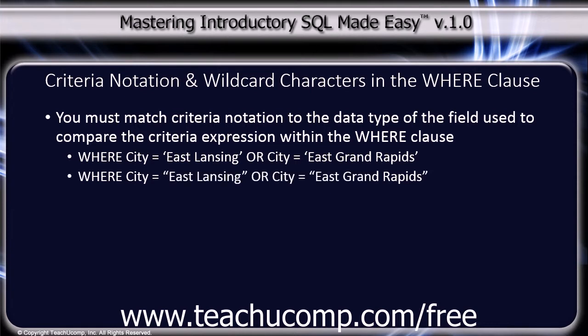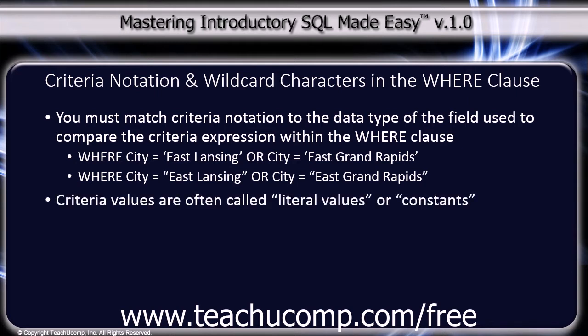Alternately, you may see it phrased as where city equals "East Lansing" or city equals "East Grand Rapids", with the East Lansing and the East Grand Rapids values being enclosed in double quotes. The quotation marks simply indicate to the RDBMS that it should be searching for a text value within the specified field. This means that you must know the data type of the field specified by the where clause. Note that these criteria values are often called literal values or constants.